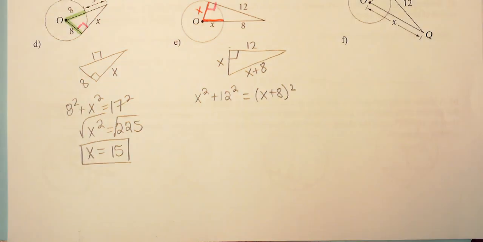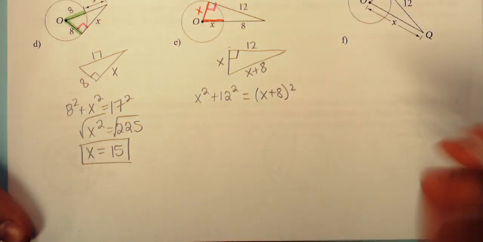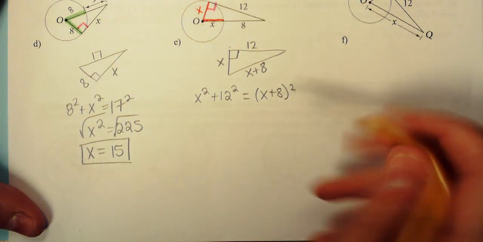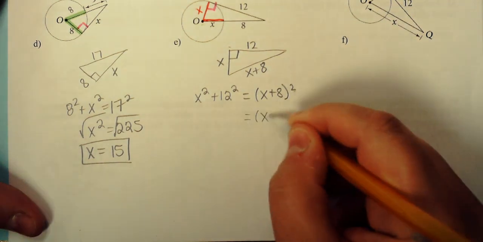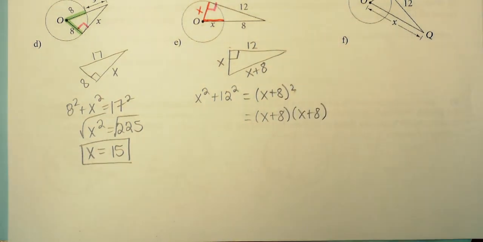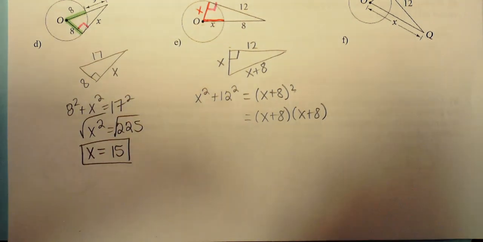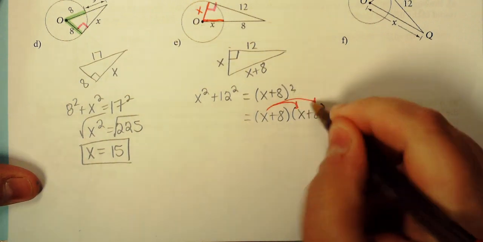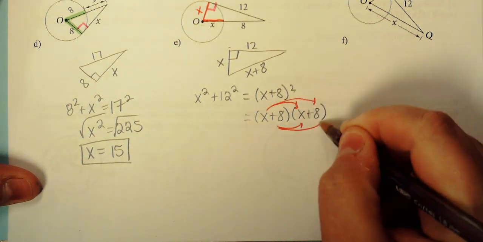Now this is where we're going to bring back some skills from Algebra 1. You cannot distribute this exponent to this x plus 8. You have to take and multiply x plus 8 by itself. When you square something, that means we're multiplying it by itself. So whatever your preference is, I'm going to go ahead and do a FOIL on this. Or really, I just think of it as a double distributive property.